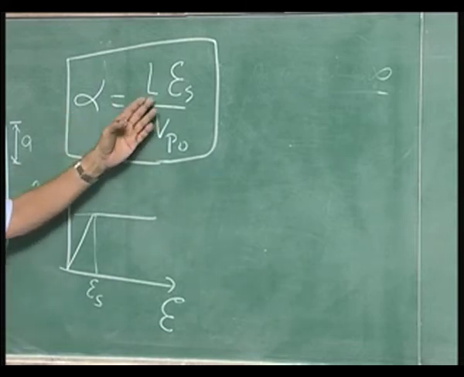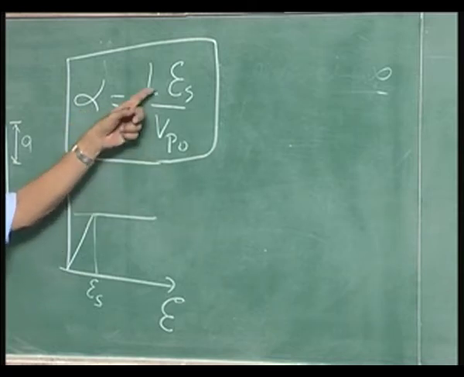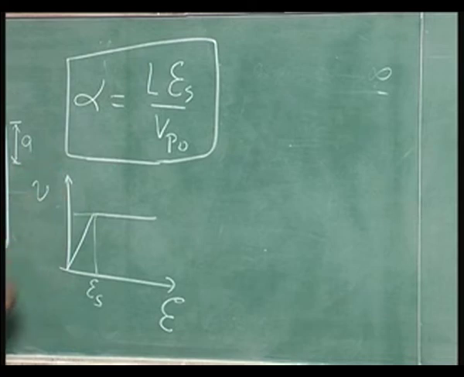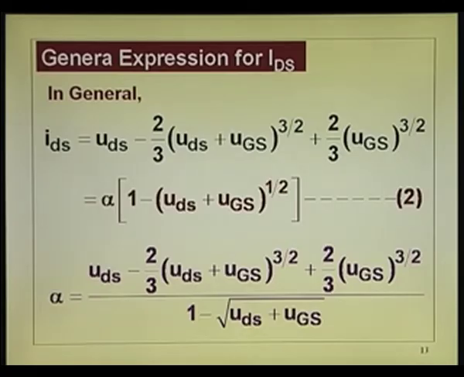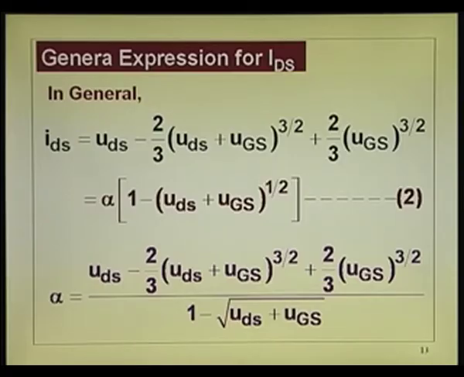So, for a given device, if I am changing alpha for a given doping and thickness, I can change L and C. One of the ways that people have done is to plot alpha versus UDS using this equation, substituting. The best way is for a given gate to source voltage, UGS. After all, you cannot vary all the things. You find out alpha versus UDS.